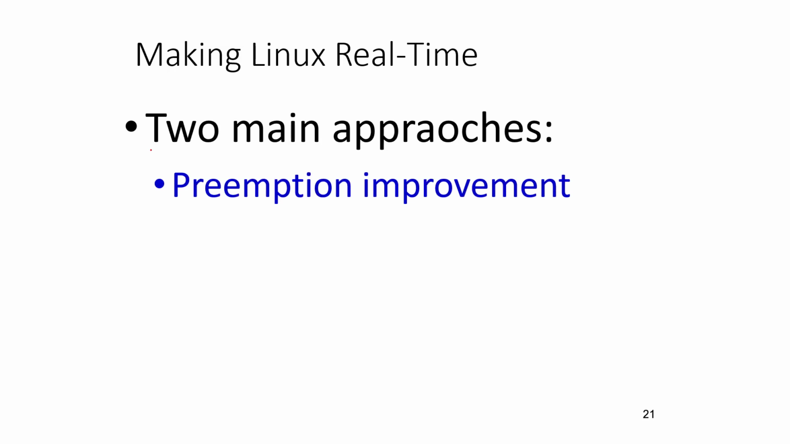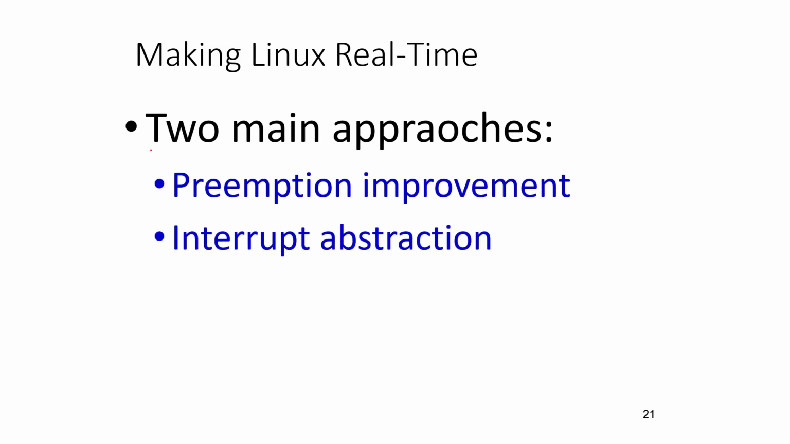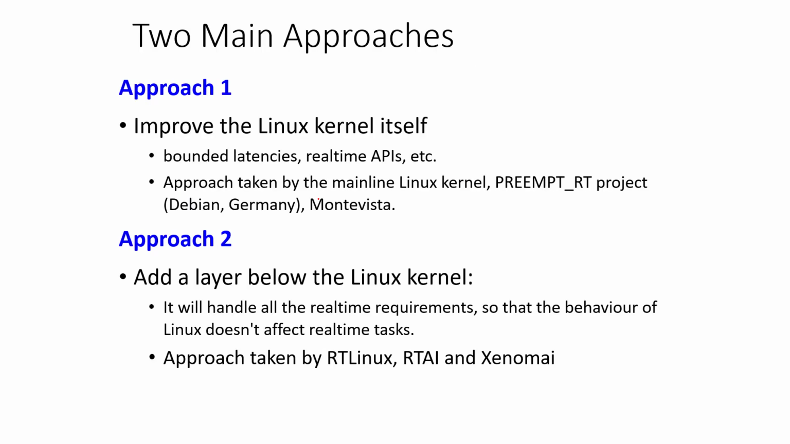To make Linux real time, the main idea is we target both interrupts and preemption. These are the two culprits that we had identified, so both need to be targeted. We need to make interrupts better and clearly make the kernel more preemptible. The first approach is to improve the Linux kernel itself, which basically means to re-architect the Linux kernel such that every call, be it an interrupt or a system call, has a bounded latency.